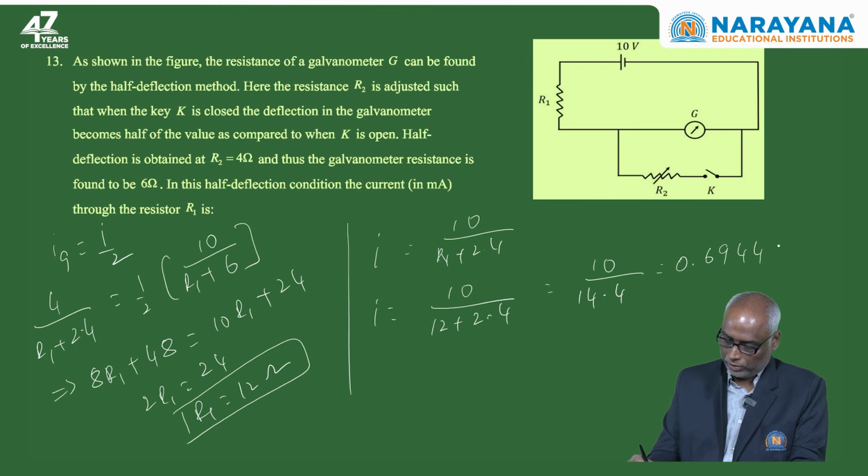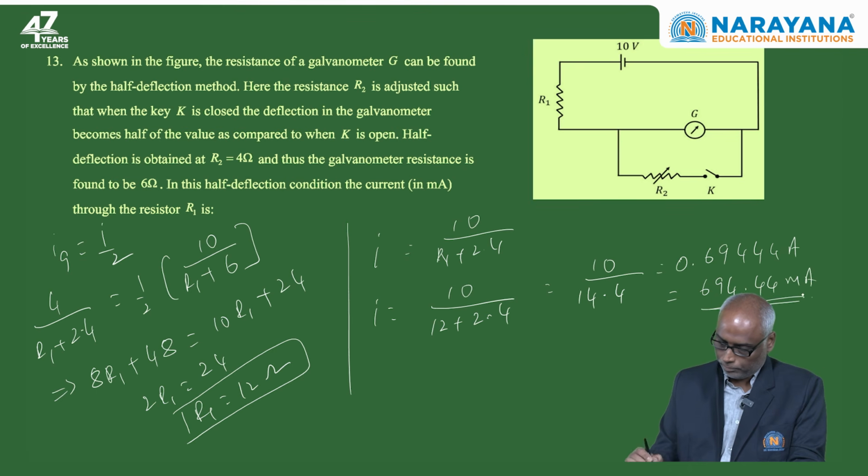This value is around 0.6944 amperes. When we convert this into milliamperes, because they have asked in milliamperes, we get 694.44 milliamperes. This is going to be the current. The next question.